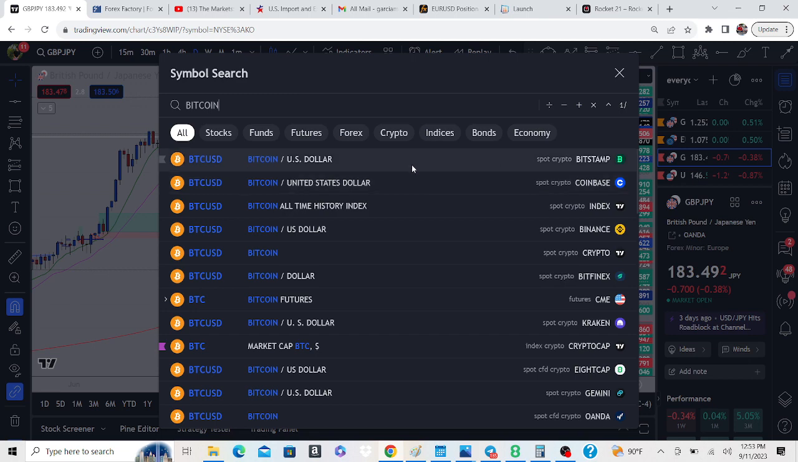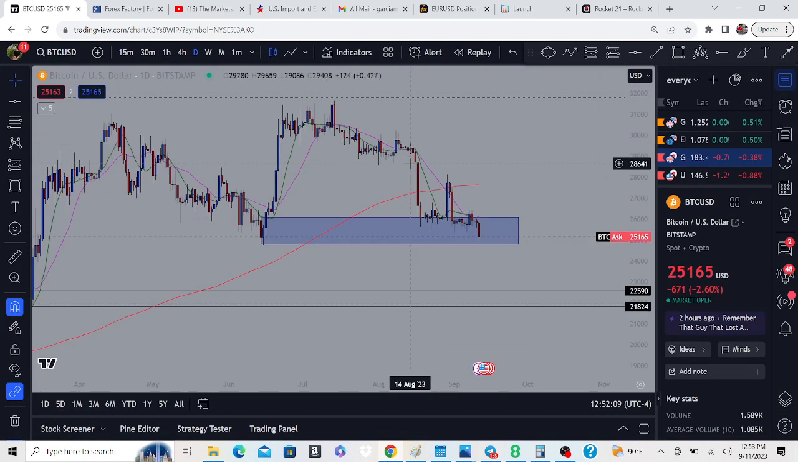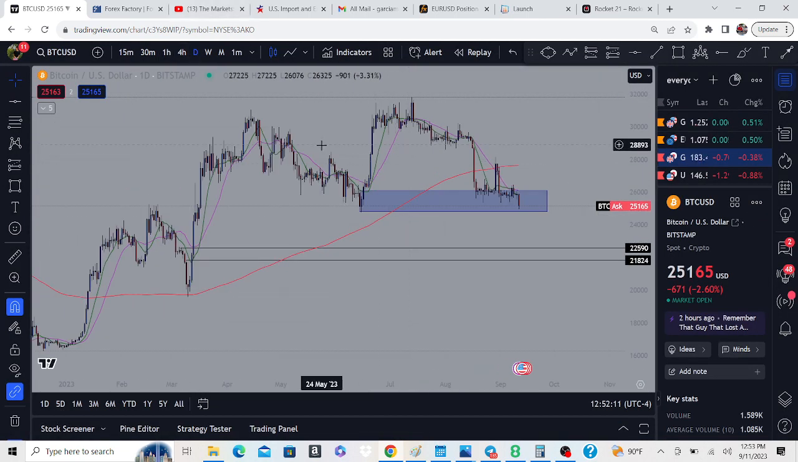Right here, Bitcoin USD. Let's break this down real quick. So on the daily, let's break this down as a swing trade, right? On the daily, we can identify that price is initially holding this demand zone right here. If price was to break under this demand zone, we can easily see price get into 22,000.